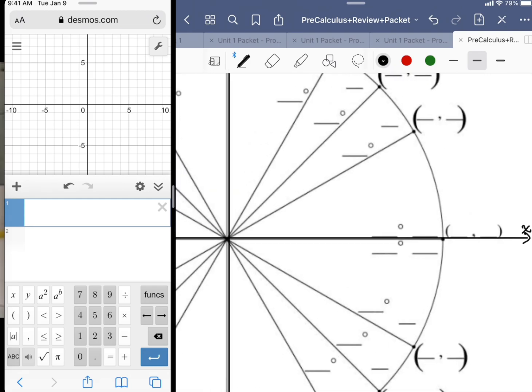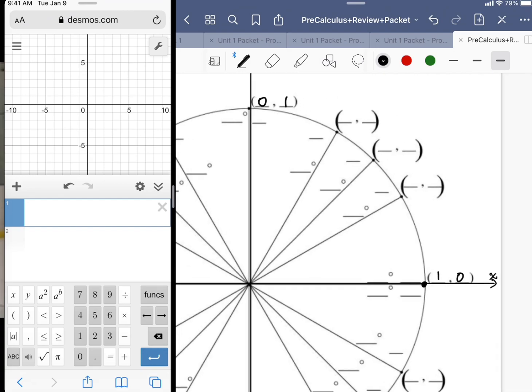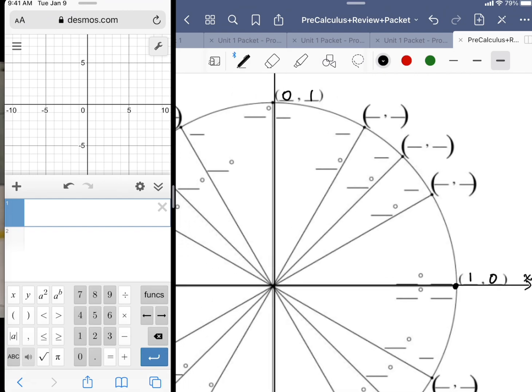So if I have a point that's 1 unit to the right of the origin, it's going to have coordinates of 1, 0. If I have a point that's 1 unit above the origin, there's no horizontal change, so it's going to be 0, 1. The only change is vertical. And we'll fill out the rest of the circle based off of that information later. But for now, if you get that first quadrant, you're in really good shape.